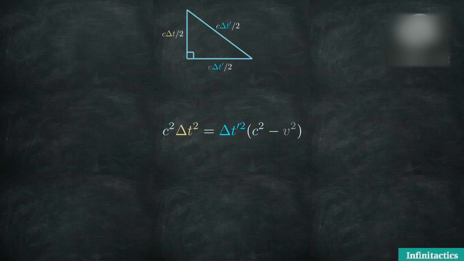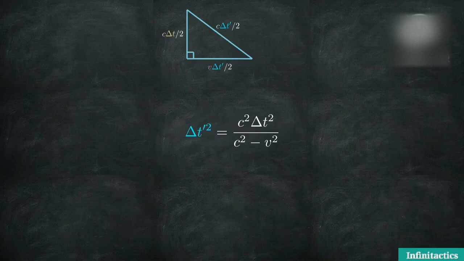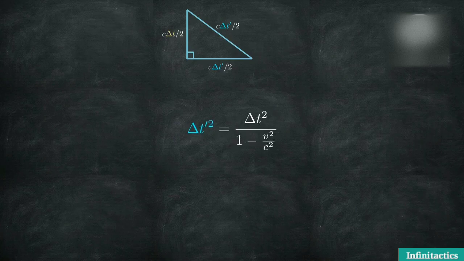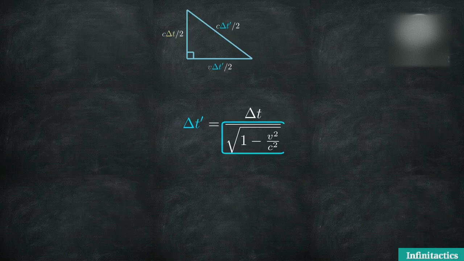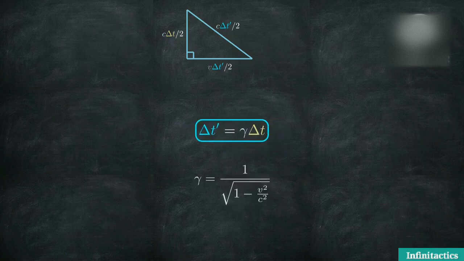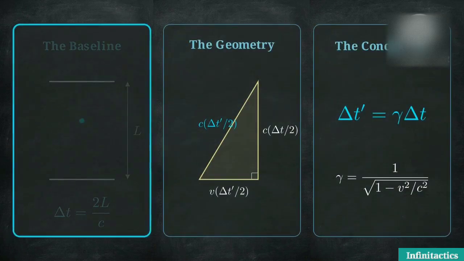Dividing both sides isolates delta t prime squared. Simplifying leaves 1 minus v squared over c squared on the bottom. The square root provides the time dilation formula. Since velocity is less than light speed, this denominator, the Lorentz factor, gamma, is less than 1, guaranteeing moving time is larger. This 3-panel graphic summarizes our proof.